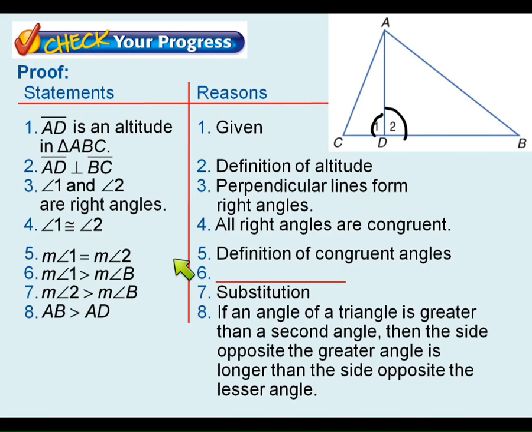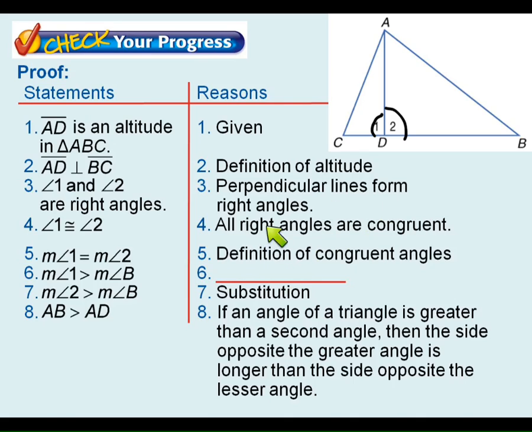If 1 is greater than B, then angle 2 is greater than B by substitution, because 1 and 2 are the same. Therefore, if 2 is greater than B, that's the angle opposite each of these sides. AB is greater than AD by that theorem. I think it's either 5.9 or 5.10 on your sheet, but it's written out in words here. If an angle is greater than a second angle, the side opposite that angle is longer than the side opposite the smaller angle. I think this is 5.9 or 5.10. Is it 5.10? Okay.